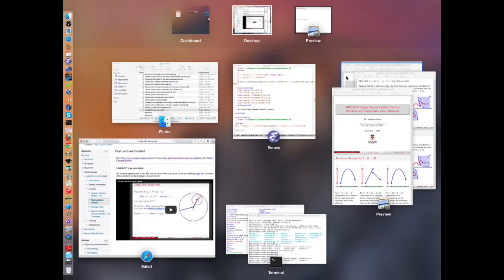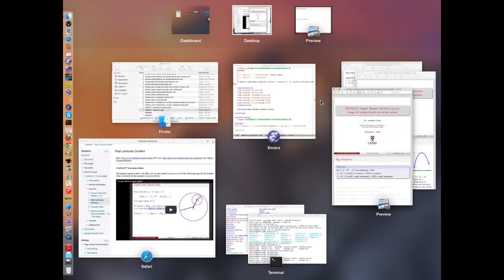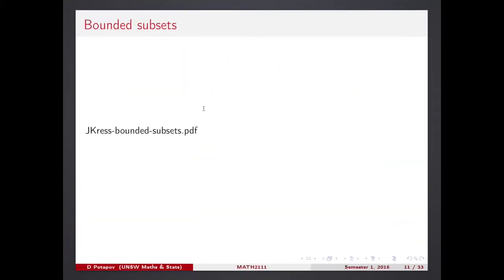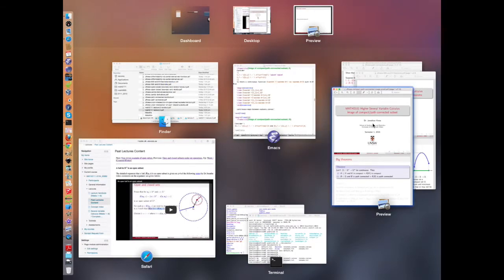Hopefully it's not going to be too difficult today. It's mostly definitions and sort of example-type discussions today, which is good for this late hour. Here we go. So I'd like to discuss with you what bounded subsets are, which is almost self-explanatory by the term itself. I have a separate file, put together by Jonathan Kress, with a few examples there. I'll show you them.